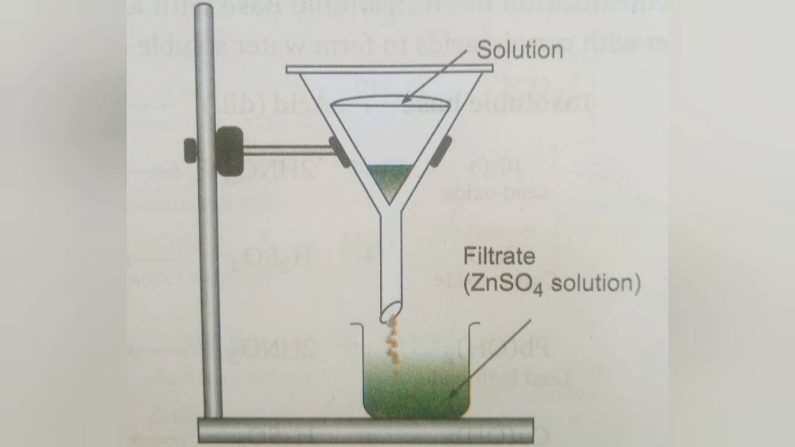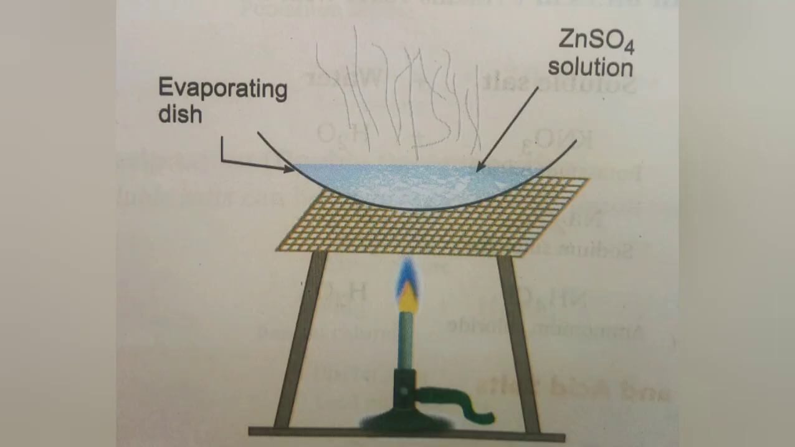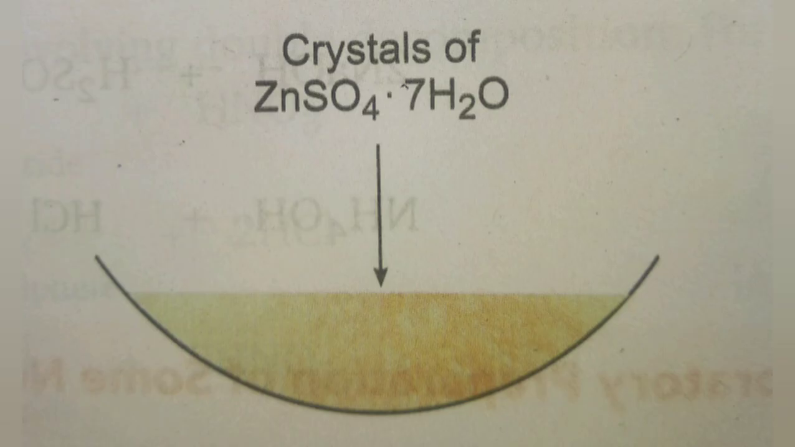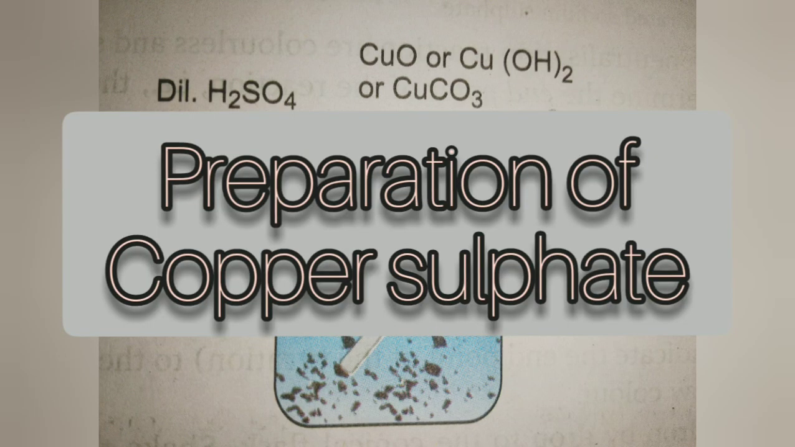The solution is then transferred to an evaporating dish where it is evaporated till crystallization appears. The dish is then cooled slowly. Needle-shaped crystals of hydrated zinc sulfate are obtained after some time. The crystals are then filtered, washed with water and dried with the help of hot air. The next topic is preparation of copper sulfate.